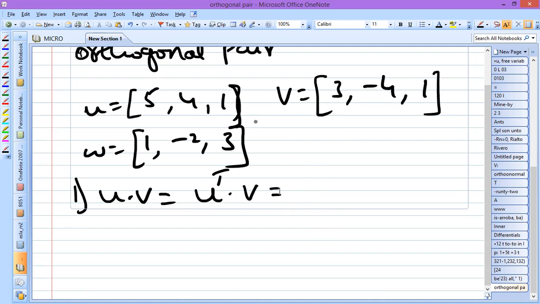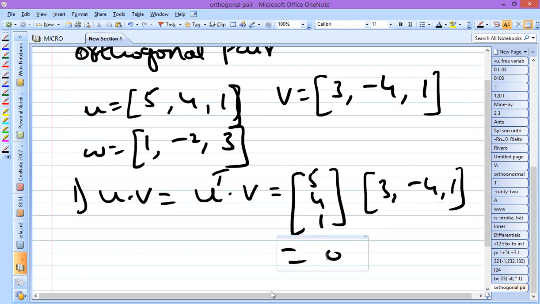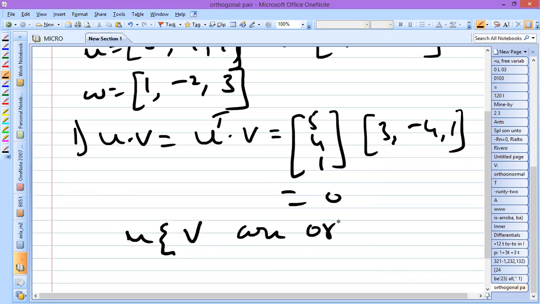So here I'll write 5, 4, 1 with 3, minus 4, 1. This is equal to 0. So here we can make the statement: U and V are orthogonal to each other.